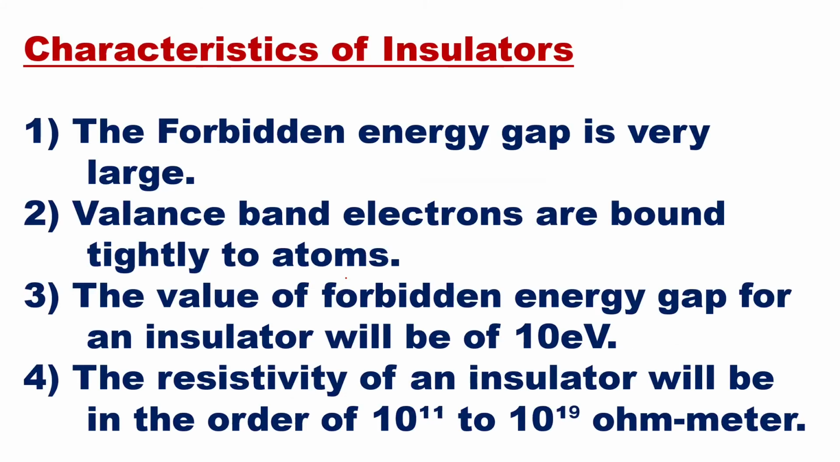So if you see the characteristics of insulators, the forbidden energy gap between the valence band and conduction band is very large. Valence band electrons are bound tightly with the atoms. The value of forbidden energy gap for an insulator will be of 10 electron volt. The resistivity of an insulator, that is the amount of opposition to the flow of current, will be in the order of 10 to the power of 11 to 10 to the power of 19 ohm meter. Okay, that is the resistivity.